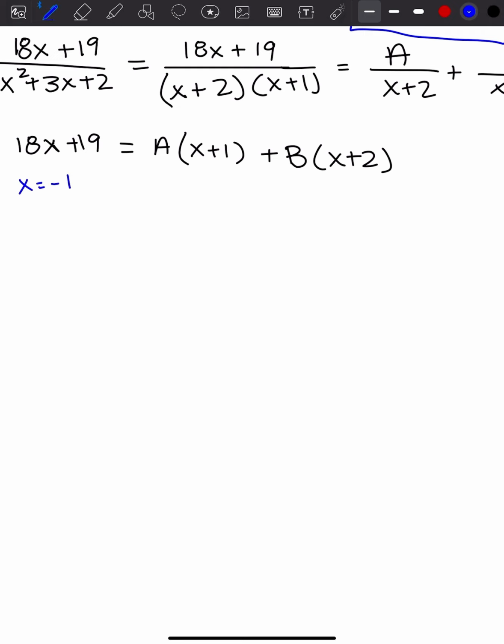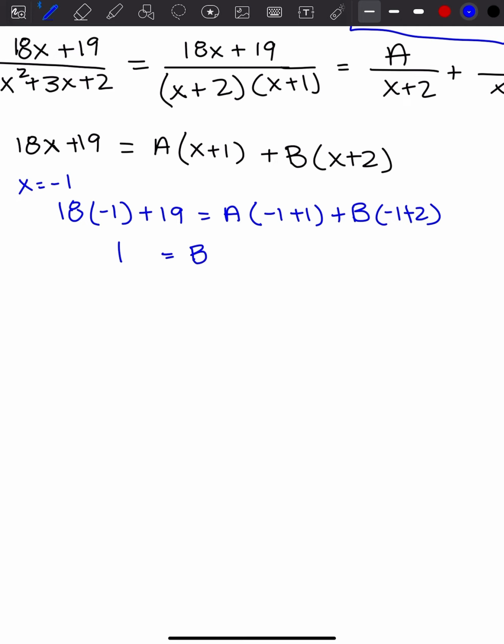So at -1, I have 18 times -1 plus 19, equals A times -1 plus 1, plus B times -1 plus 2. So we have -18 plus 19, so we get +1, equals A is going to go to 0, and then we have -1 plus 2 is 1, so B times 1. So B is equal to 1, and we don't have to do a lot more.